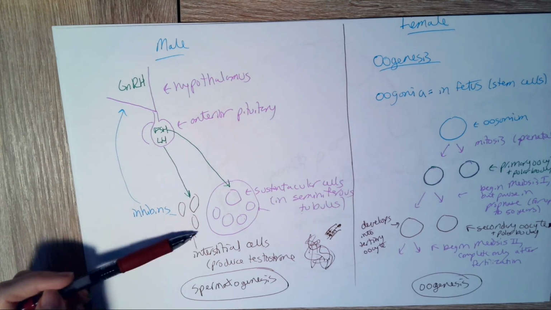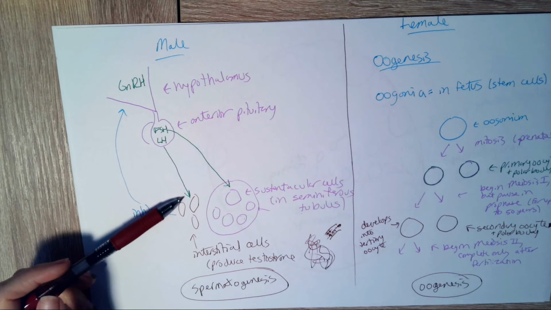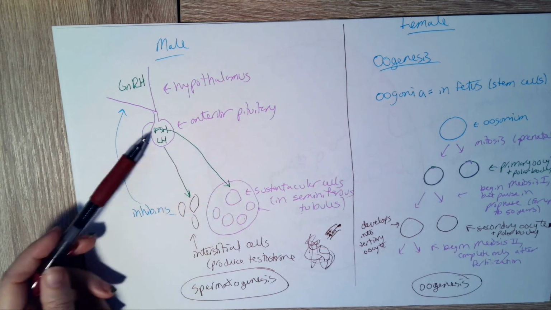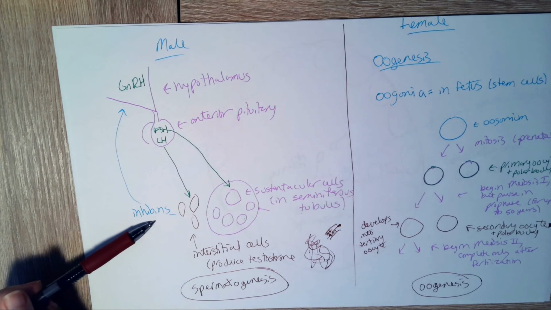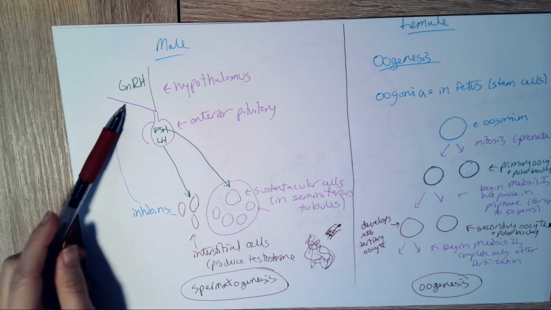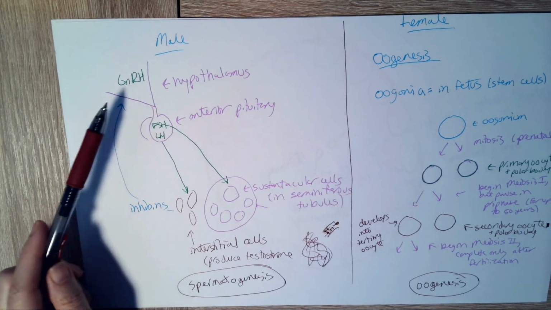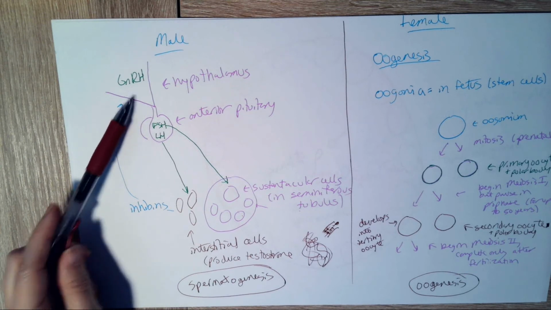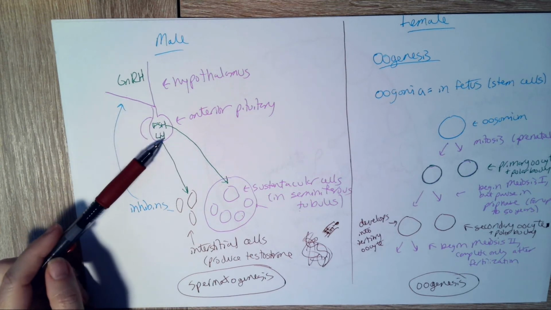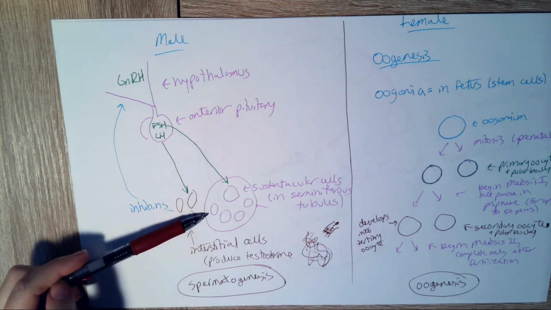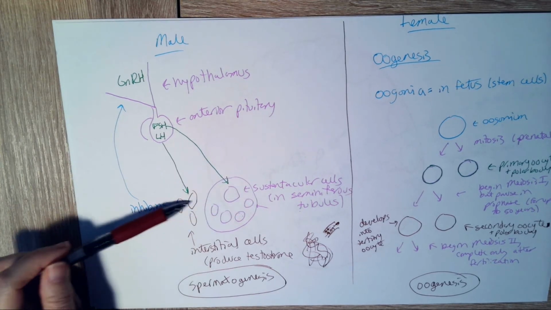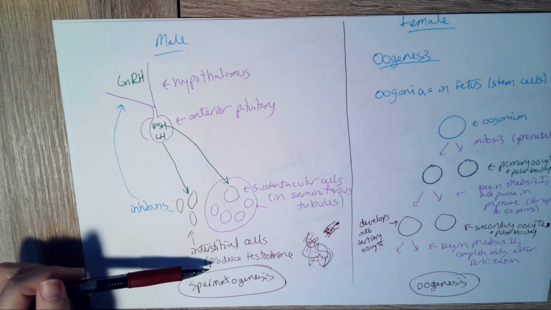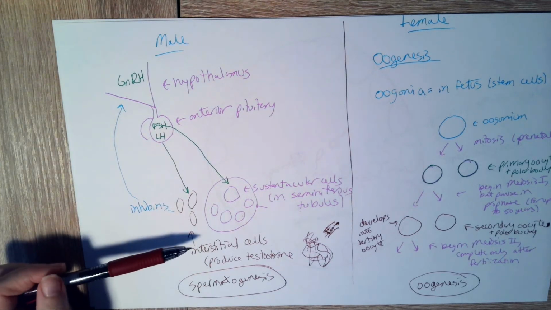Now, when the interstitial cells are being stimulated by LH, and the sustentacular cells are being stimulated by FSH, they're going to secrete a hormone called inhibin. Inhibin goes back up to the hypothalamus and inhibits GnRH. When you inhibit GnRH, it inhibits FSH and LH, and it decreases spermatogenesis because you're not stimulating the sustentacular cells. It decreases the level of testosterone because you're not stimulating the interstitial cells.